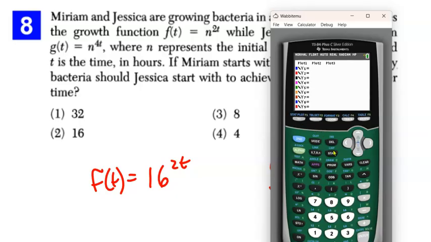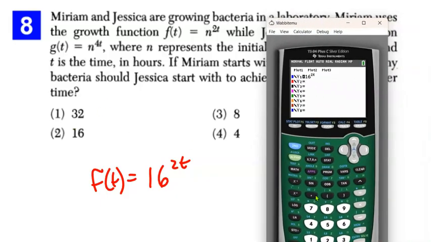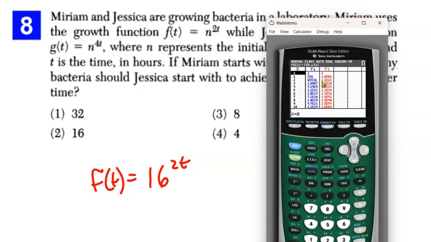So in the y equals, I'm going to put 16 raised to the 2x power, right? 2t. And then in the other one, I can guess and check. I can say 32 raised to the 4x power, and I can look at the table and see if they are the same. And no, they're not.